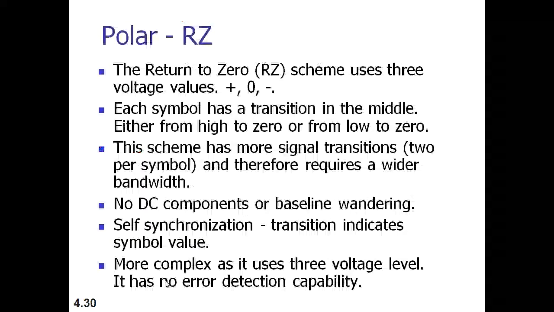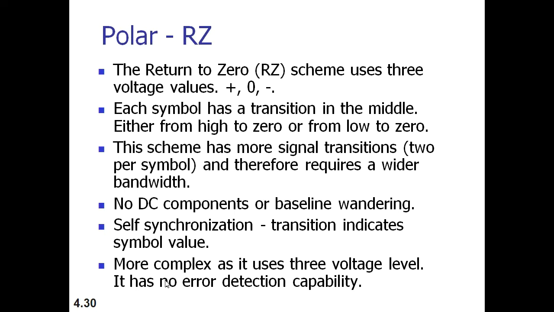Next we discuss the polar RZ. Already we discussed the polar NRZ. Once again, in polar NRZ we have the polar NRZL and polar NRZI. Next is polar RZ. First we need to differentiate what is RZ and NRZ. NRZ means non-return to zero. Your transition will not return to zero in the case of NRZ. Whereas in RZ it will return to zero and uses three values, whereas NRZ uses two values, that is positive voltage and negative voltage, without returning to zero.